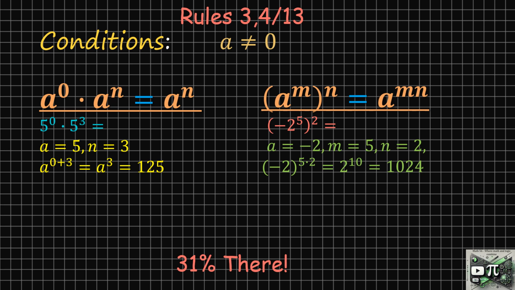Now I've just removed the minus because our exponent is even, so any negative number multiplied by itself an even number of times is always positive.